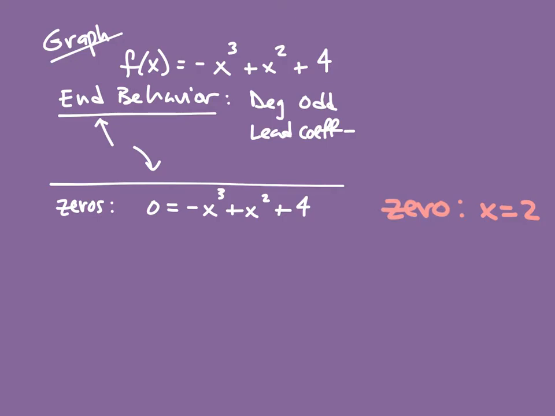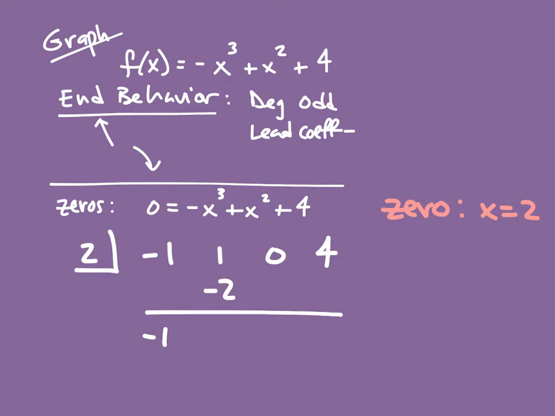So from there, we're going to use 2 for this, and then we're going to plug in our values. So we've got negative 1, 1, 0, because we don't have a term with an x, so our coefficient is 0, and then 4. So let's drop this down. We got negative 1. 2 times negative 1 is negative 2. 1 plus negative 2 is negative 1. 2 times negative 1 is negative 2. 0 plus negative 2 is negative 2. And then this gives us negative 4, and that gives us a remainder of 0.